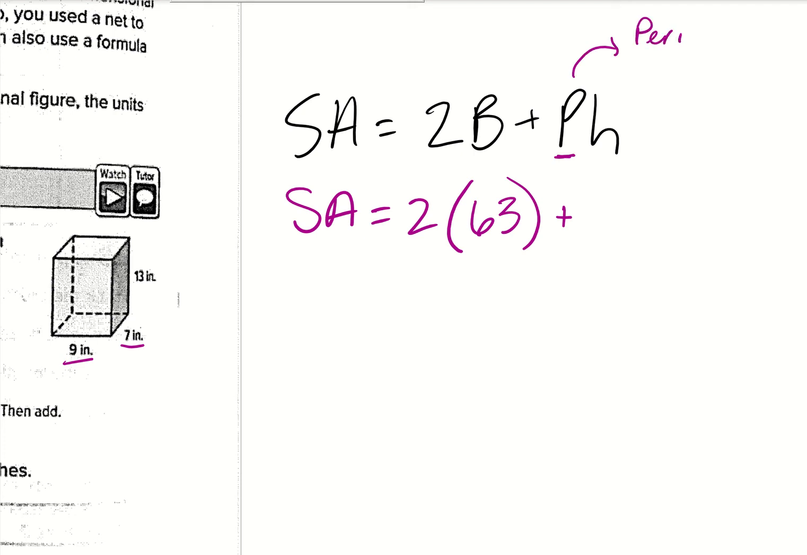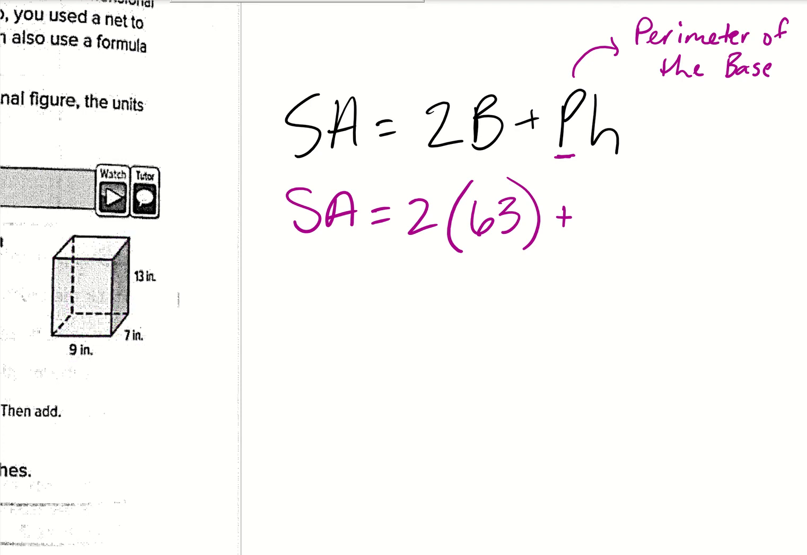Okay, so we have 2 times 63 plus, and then P. It is important to note that this is not just perimeter, but perimeter of the base. All right, that can be very confusing. Just find the perimeter of the base. Do not try to find the perimeter of this entire thing with all of these sides, because that's going to be way too much. You don't want that. Okay, so don't find all of those sides. That's going to be insane. That'll be way higher than what you're looking for.